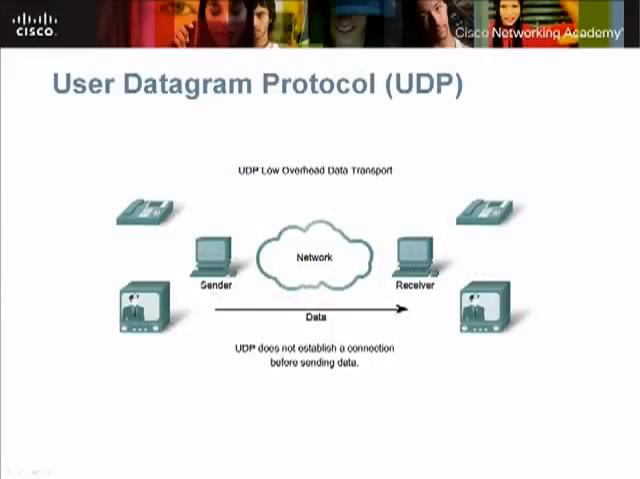TCP is a reliable transport protocol. This seems like a good thing, but the overhead included in TCP makes it a poor choice for applications such as IP telephony and video, which require near real-time delivery of packets. UDP is a simple protocol that provides only basic transport layer functionality.